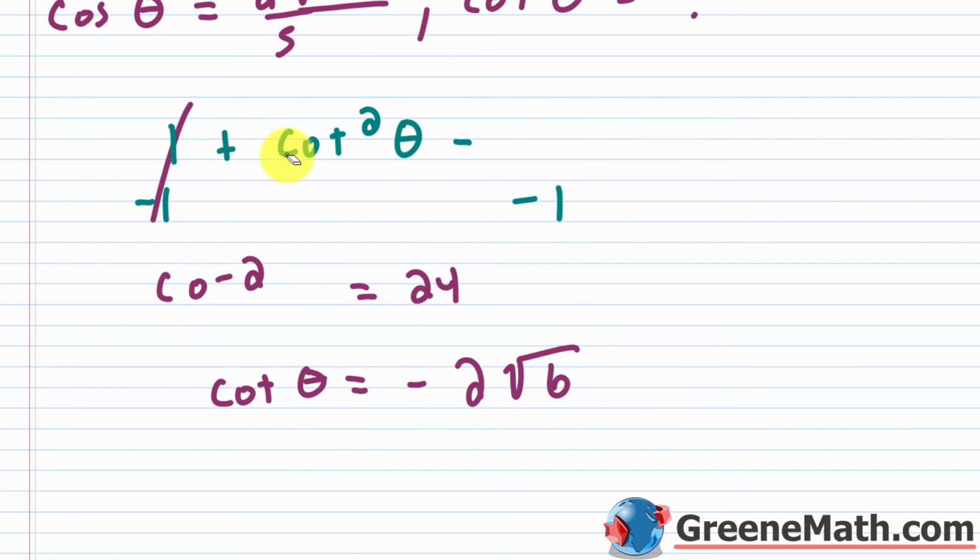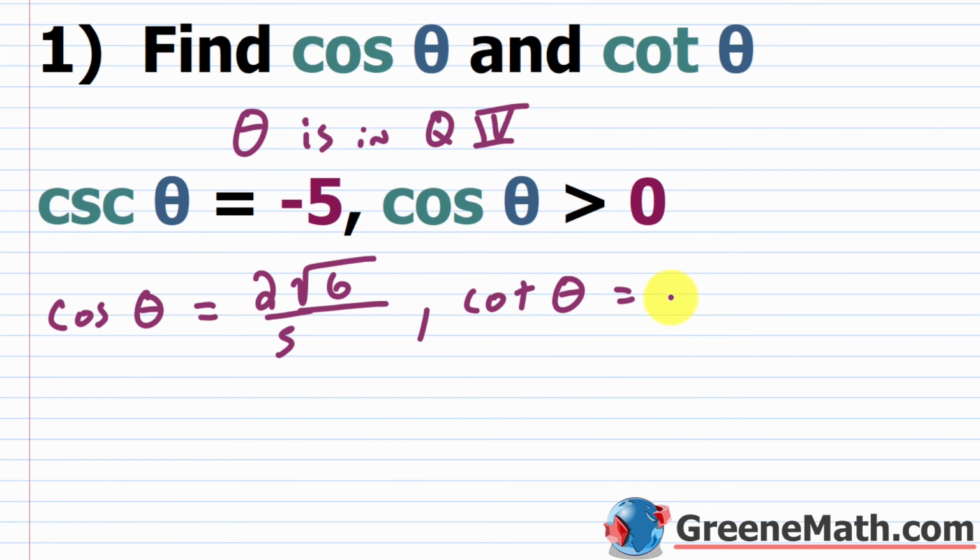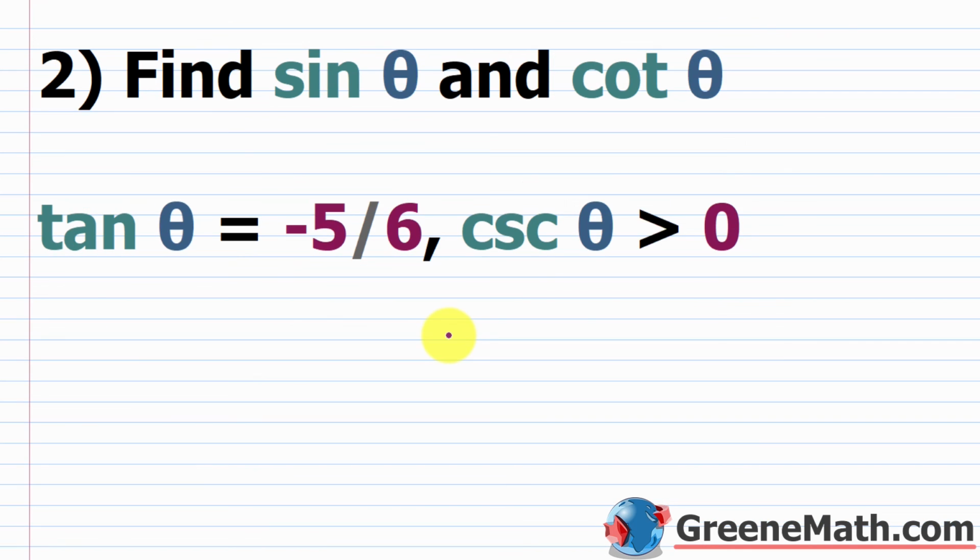Let me erase it from here. And we'll just come back here and say the cotangent of theta is equal to the negative of 2 times square root of 6. And again, we already found that the cosine of theta was 2 times square root of 6 over 5.